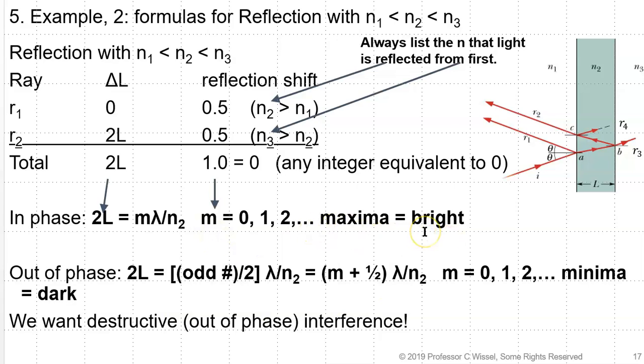Now that's for the max or bright, the ones that are reinforced. The out of phase will be the other equation, 2L equals (m plus 1/2) lambda divided by N2. And of course, in this case, we want destructive out of phase interference because it's an anti-reflection coating. That means it eliminates the wavelengths that would otherwise be reflected.